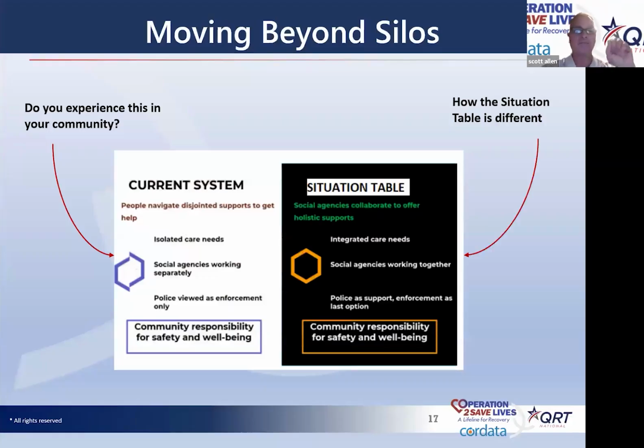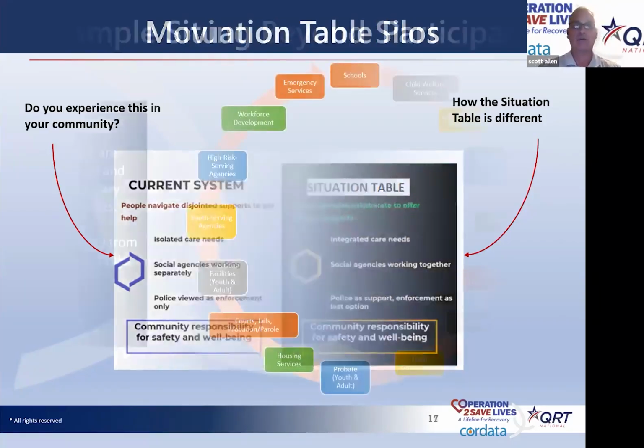Why is the table different? It's upstream. Typically we're isolated. We are all in silos. We do great work, but usually it's one or two of us together, but never at a truly community table. That's what the situation table does. That's how it's different. It's collaboration to the nth degree.